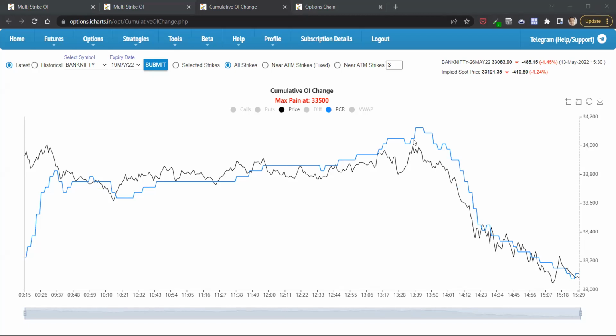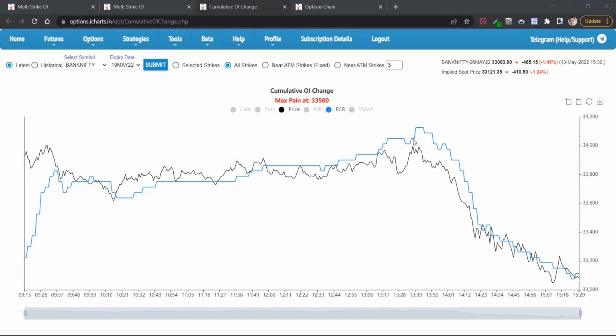And sir, my doubt is: when PCR started in the morning at 9:15, it was at whatever value it is showing, and PCR kept increasing to the top. There was not much change in the Bank Nifty. But then suddenly this PCR started coming down, and there's a big decline in the Bank Nifty. So how to explain that?